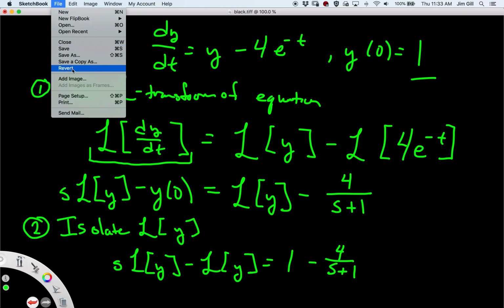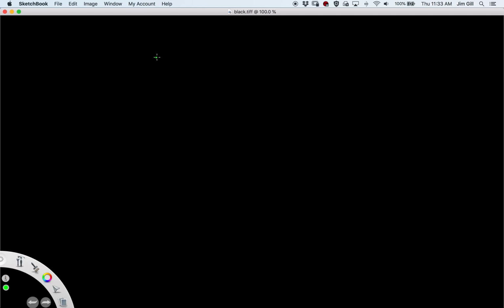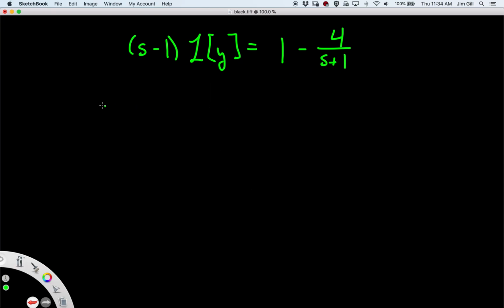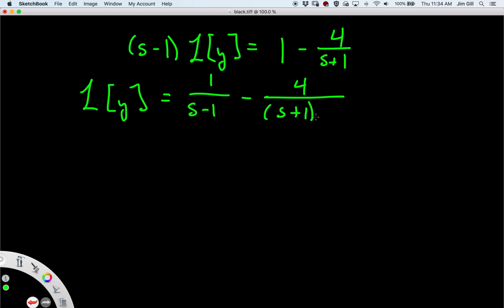Okay, now I need to do some factoring. Let's start a new slide here. So this is going to be s minus 1 times the Laplace transform of y is equal to 1 minus 4 over s plus 1. Now we isolate the Laplace transform of y by dividing both sides by s minus 1. Okay, so now we've isolated the Laplace transform of y.